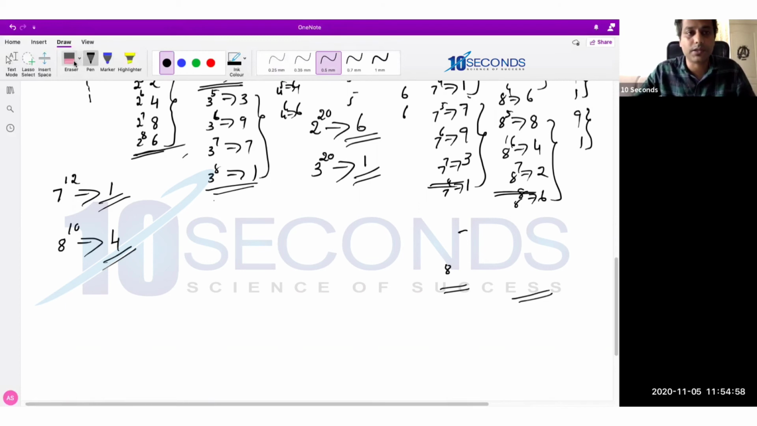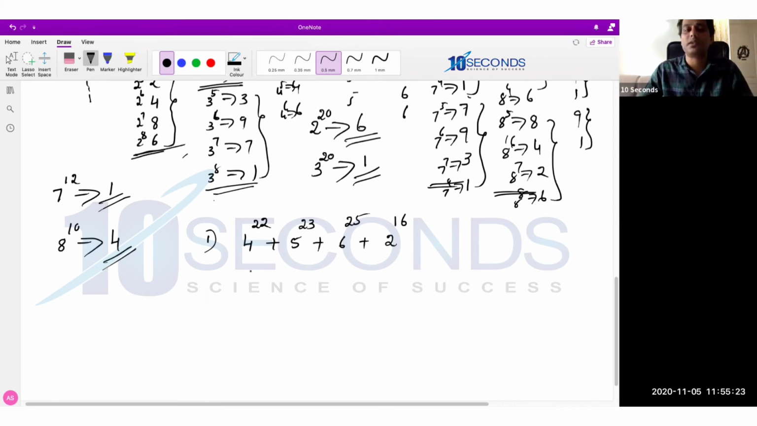What if it is together? Say, for example, something like this, where you have to think of it. 4 power 22 plus 5 power 23 plus 6 power 25 plus 2 power 16. Where you need to know what the series of 4, 5, 6 and 2 is. Do you need to memorize it? No. What do you need to do?